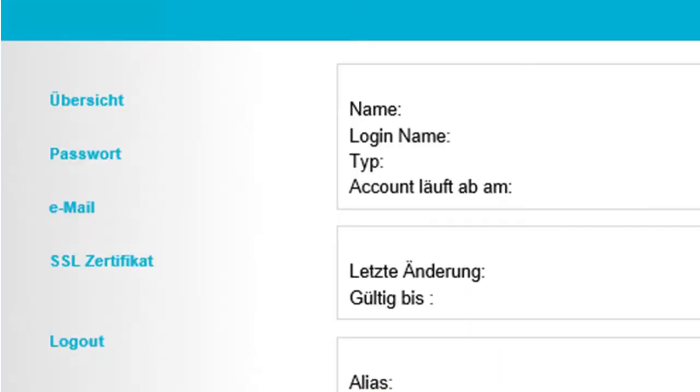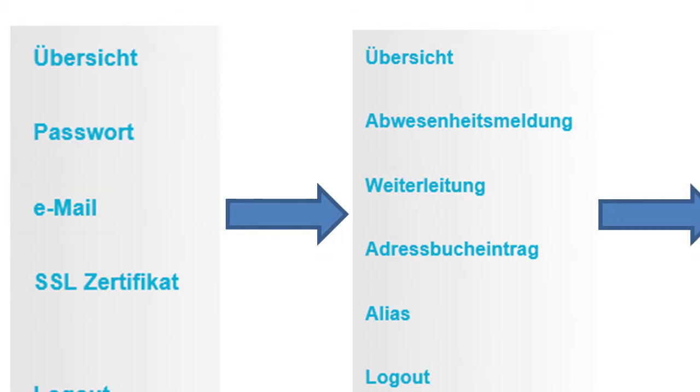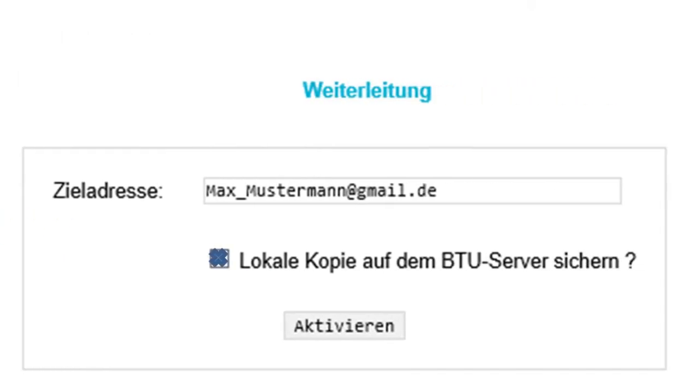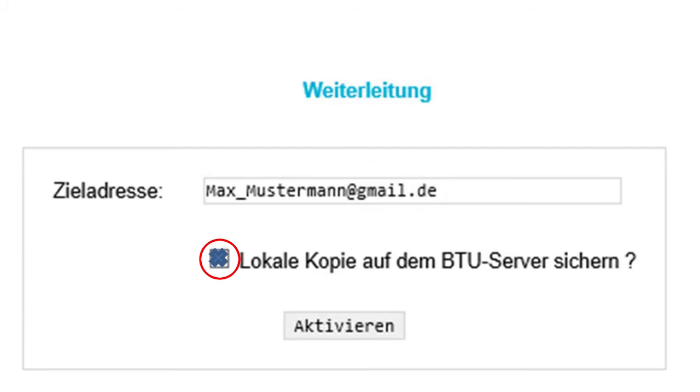If you rarely use your BTU webmail, or if 2 email inboxes are too cumbersome for you, you can have all important emails concerning your studies forwarded to an email address of your choice. This way, you will always know what's going on and can't miss out on important emails. To do this, enter the email address in the destination address field, or Zieladresse in German, and then click on Activate, Aktivieren.